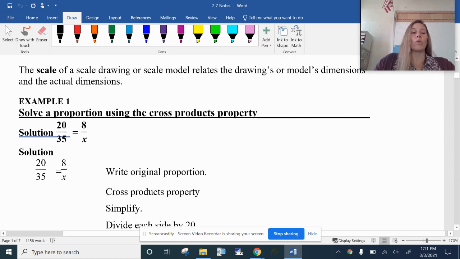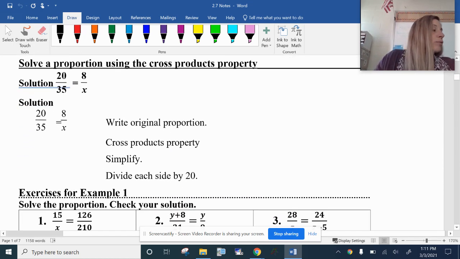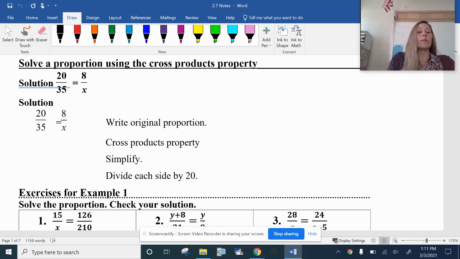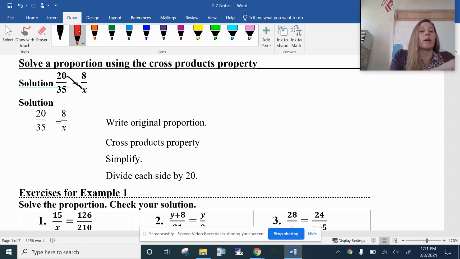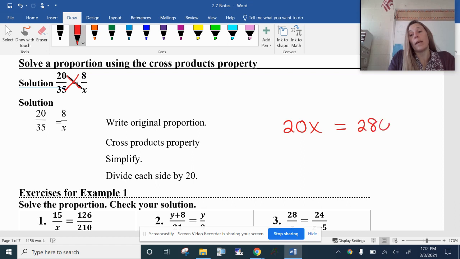So first of all, let's go over solving some proportions using that cross product property. So when we do cross product property, we're essentially just multiplying across. Now, when we do that, we want to take the 20 and multiply it by the x in this particular situation, which would be 20x. And then you still have your equal sign. And on the other side of your equal sign, you would multiply the 8 by the 35. In this case, that would give you 280. And just continue solving it using your normal inverse operations. So in this case, you would end up with x equals 14.